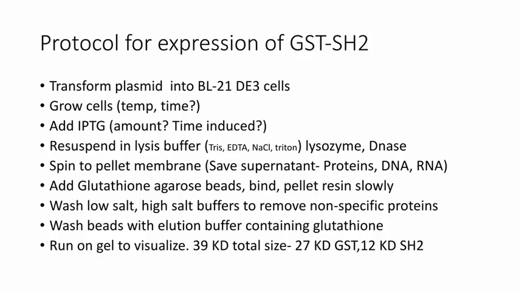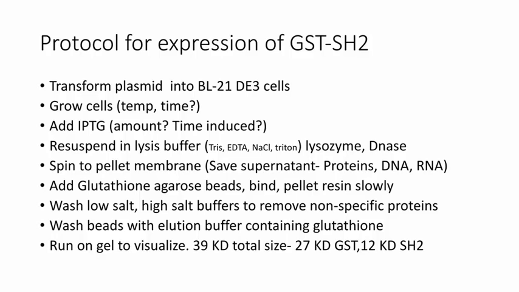So then we're going to wash the beads with elution buffer that contains glutathione. And when we pellet those beads again, now we want to save the supernatant. Previously we've been getting rid of the supernatant after we bound the GST SH2 to the beads. When we were washing, we were getting rid of the supernatant because that was just stuff we didn't want. But this time we need to save our supernatant because now it contains our GST SH2, which has come off of the beads.